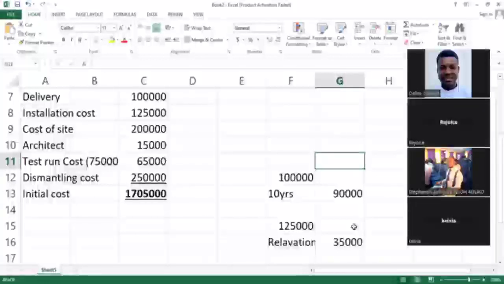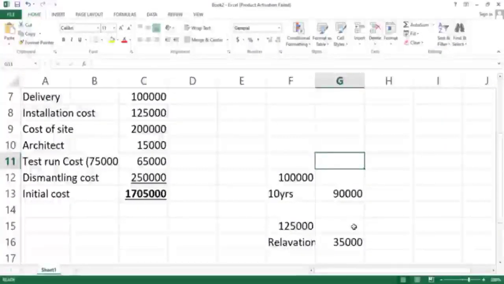If you are using the revaluation model, at the end of every year, the asset must be measured to fair value. So if you are measuring to fair value, the value of the asset might increase or might what? Decrease. If you want to know whether the value of the asset has increased or decreased, you ask yourself, if I should be using the asset based on the original value, what should have been the value of the asset as at the day that I'm doing the revaluation?